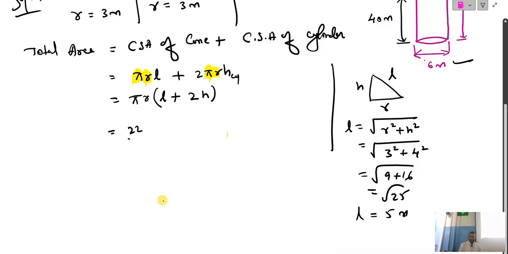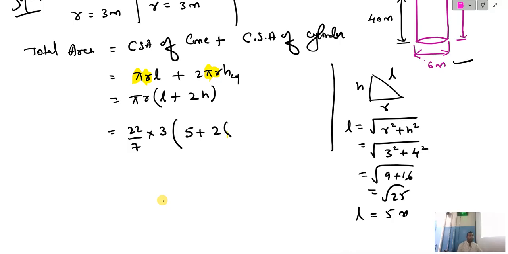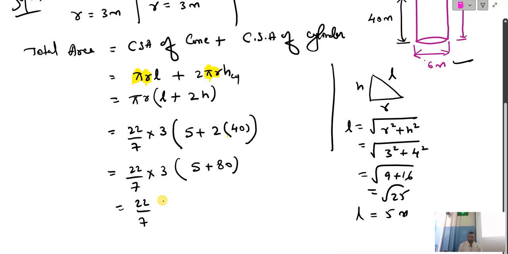Now can we substitute? Pi is 22 by 7. Radius is 3. Open the bracket. L is 5 meters plus 2 into H. H is of whom? Height of cylinder. So the height of cylinder is 40 meters. Close the bracket. Now 7 and 3 are cancelable? No. Then don't cancel. Keep it as it is. 22 by 7 into 3 into 5 plus 80. That's nothing but 22 by 7 into 3 into 85.